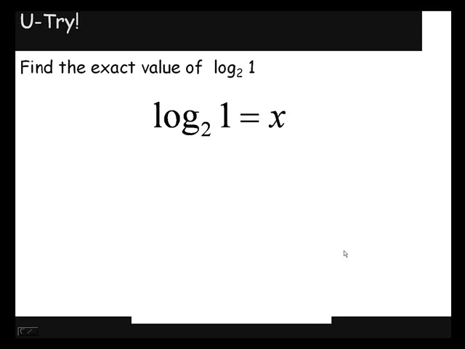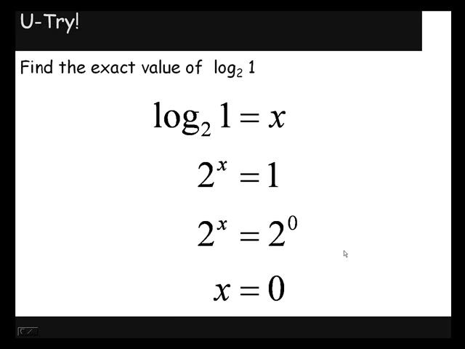Here's another one. Log base 2 of 1 equals what? 2 to the x equals 1. Well, 1 is the same as 2 to the 0. Once the bases are the same, the powers are the same, x equals 0. Again, if you can look at this and say 2 to the what equals 1 and figure out that the what is 0, you can basically go from the question to the answer. If your brain doesn't work that way, work through the steps here and you'll be okay.